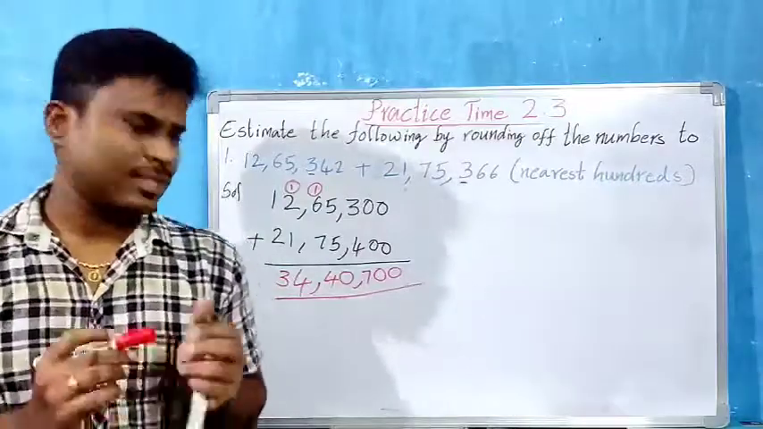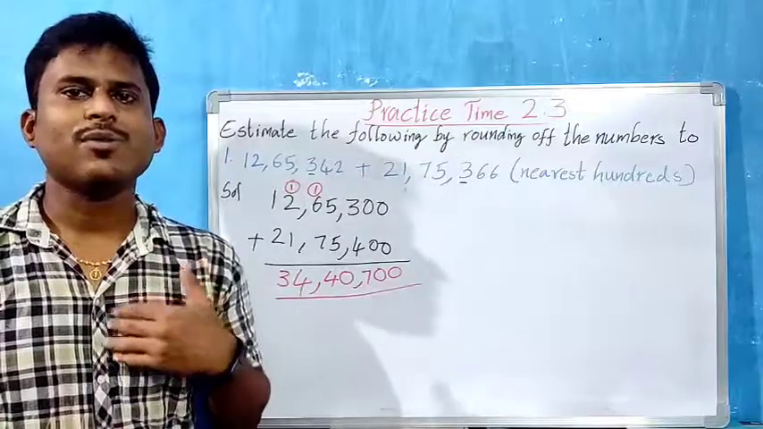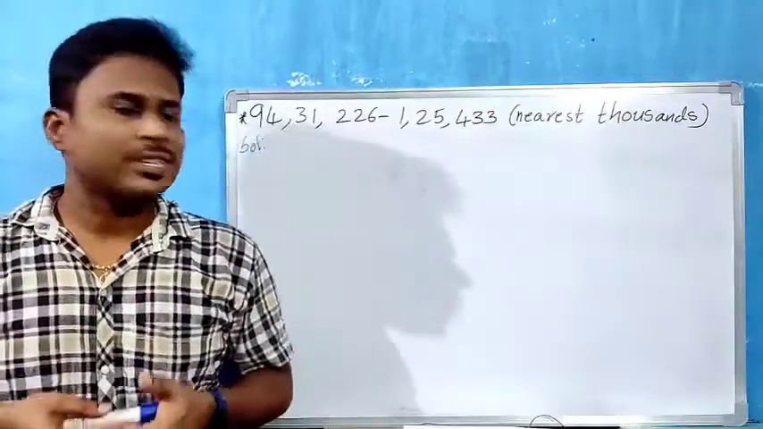So our estimated sum is 34,40,700. Let us go for the next problem. So one more question, children.